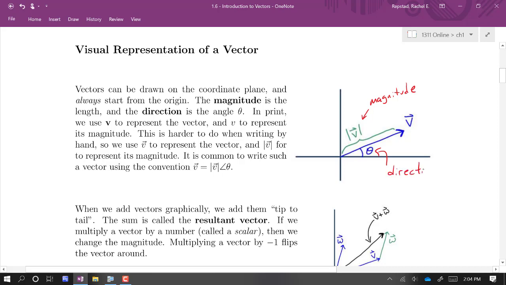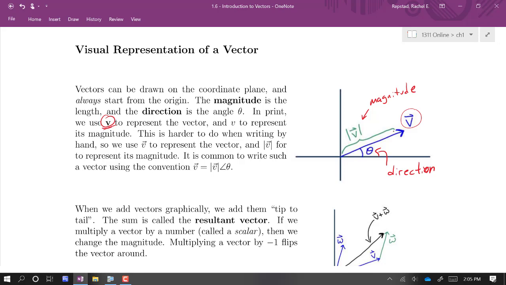We refer to the whole vector, usually we use letters like V and W for vectors, but we'll indicate that it's a vector by putting a little kind of half arrow over it, like I've done here. In textbooks, they'll usually indicate it's a vector by putting it in bold. Only if we're just writing things out, that's harder to do. So it's common to use that little arrow on top of the letter to indicate that it's a vector.